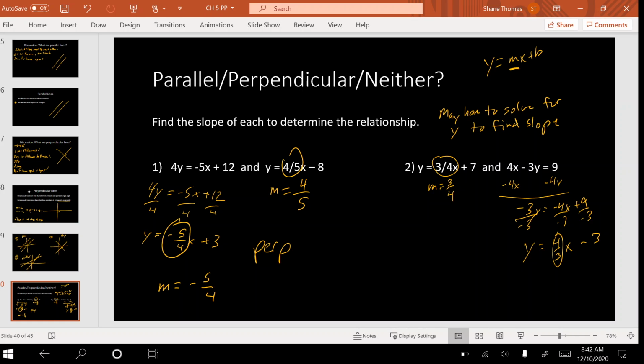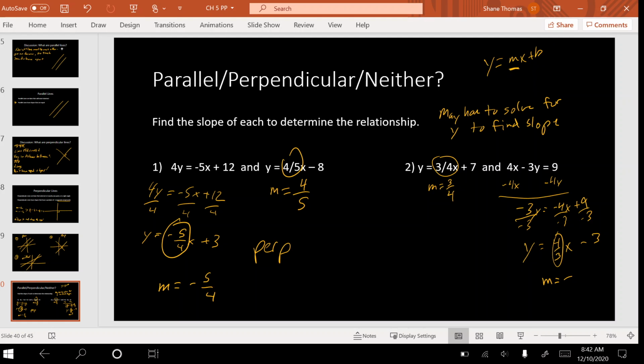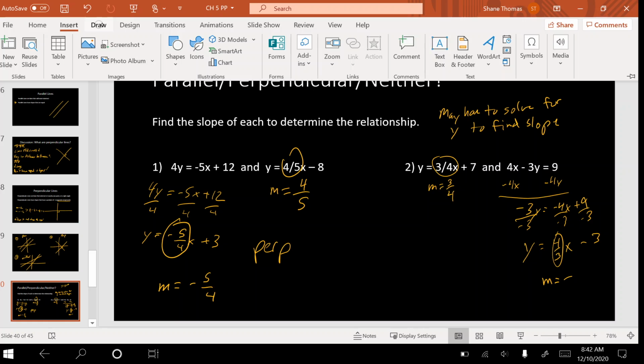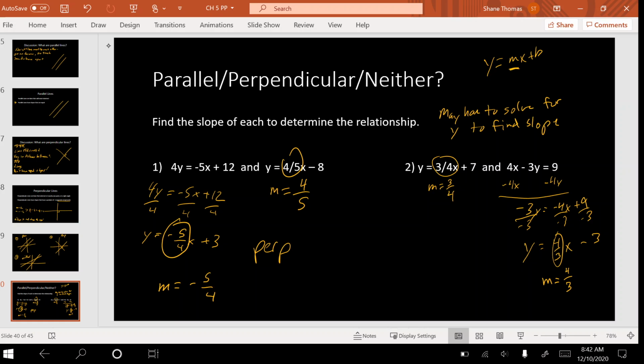4/3. Now, the slope of the first one is 3/4. Oops. The slope of the second one is 4/3. What type of relationship do these guys have? They're reciprocals, but are they opposite reciprocals? No. That would be neither, correct.